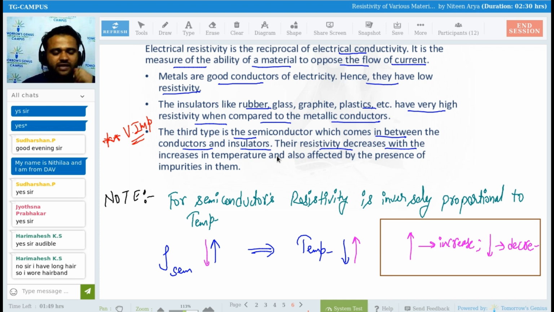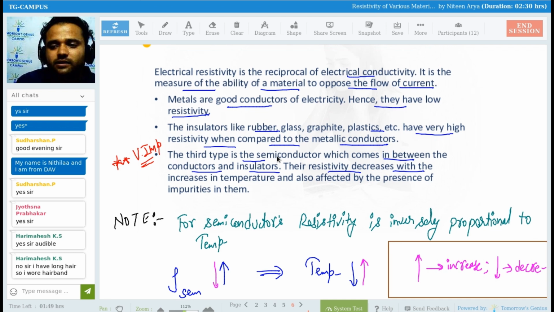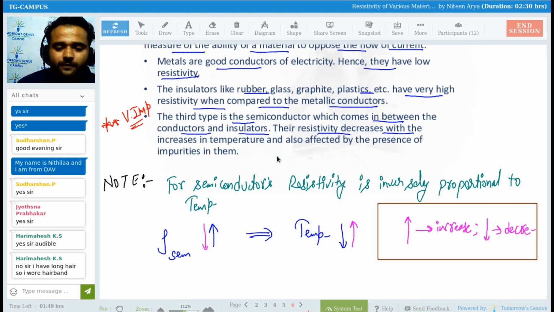See, Kritika, in the previous lecture I gave you a relation for resistance, R equals R naught alpha T. So if resistance is directly proportional to temperature, then resistivity is also going to increase with temperature. The third type is the semiconductor, which comes in between the conductor and insulator, and their resistivity is inversely proportional to temperature. Clear?